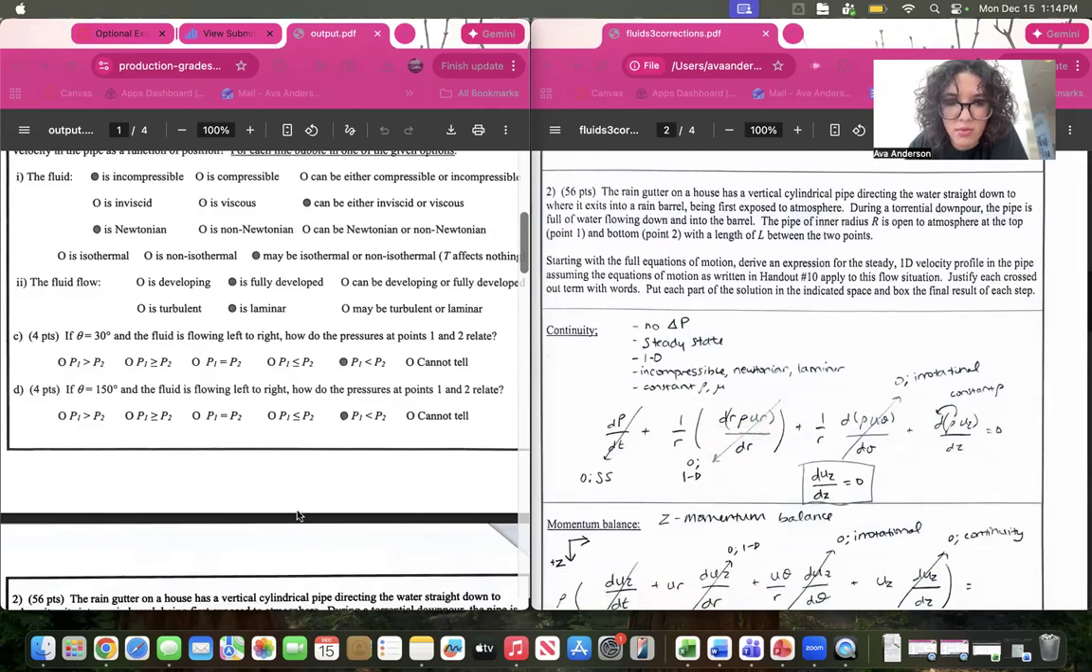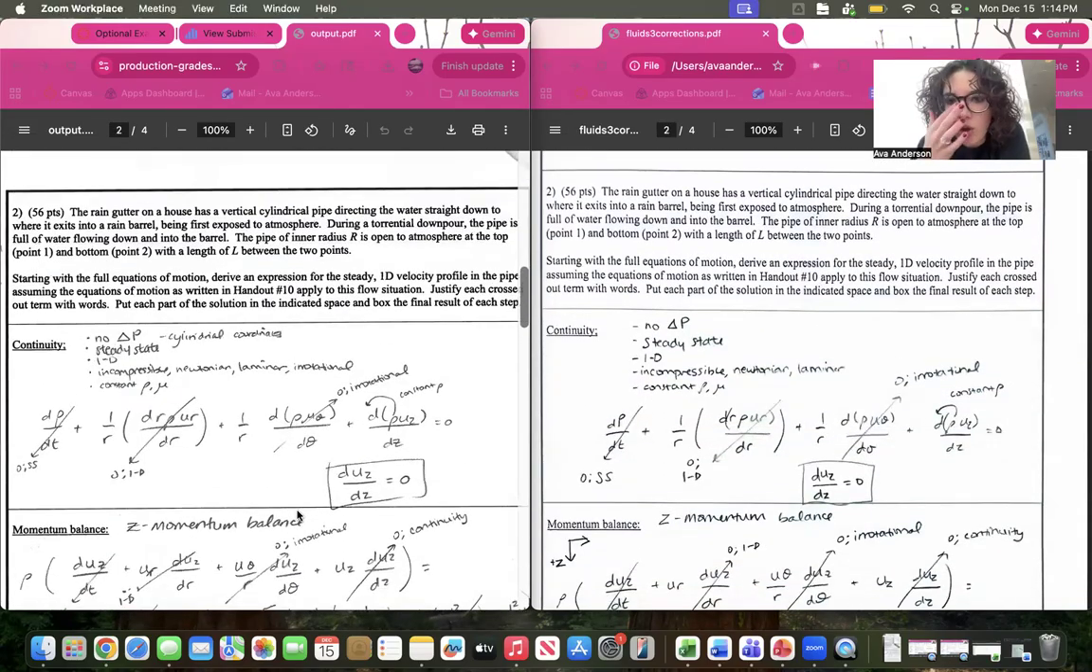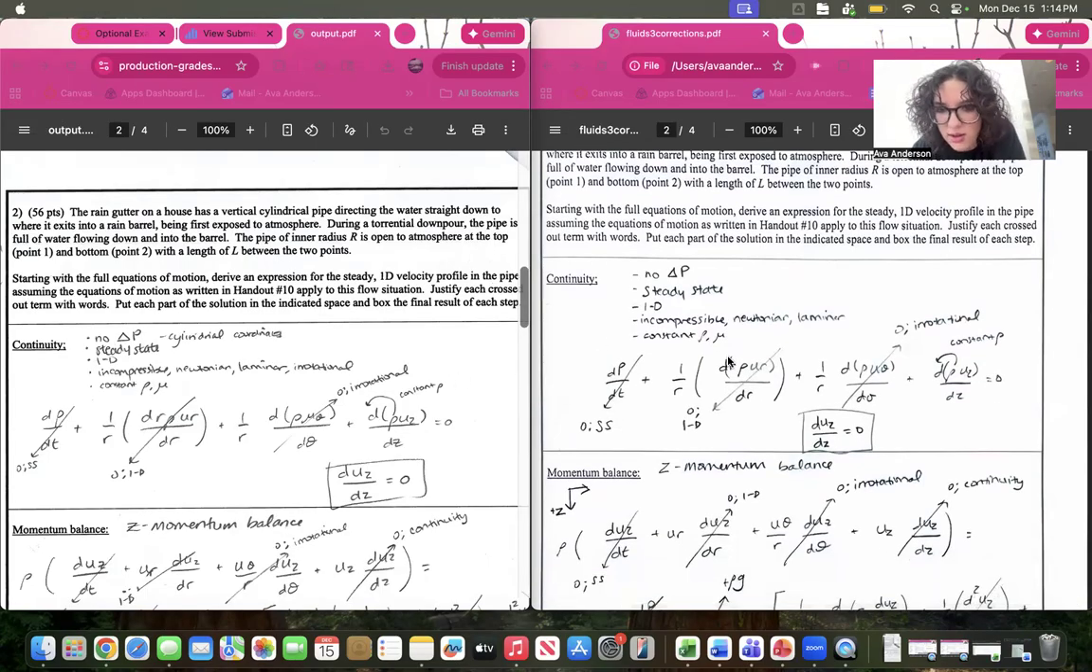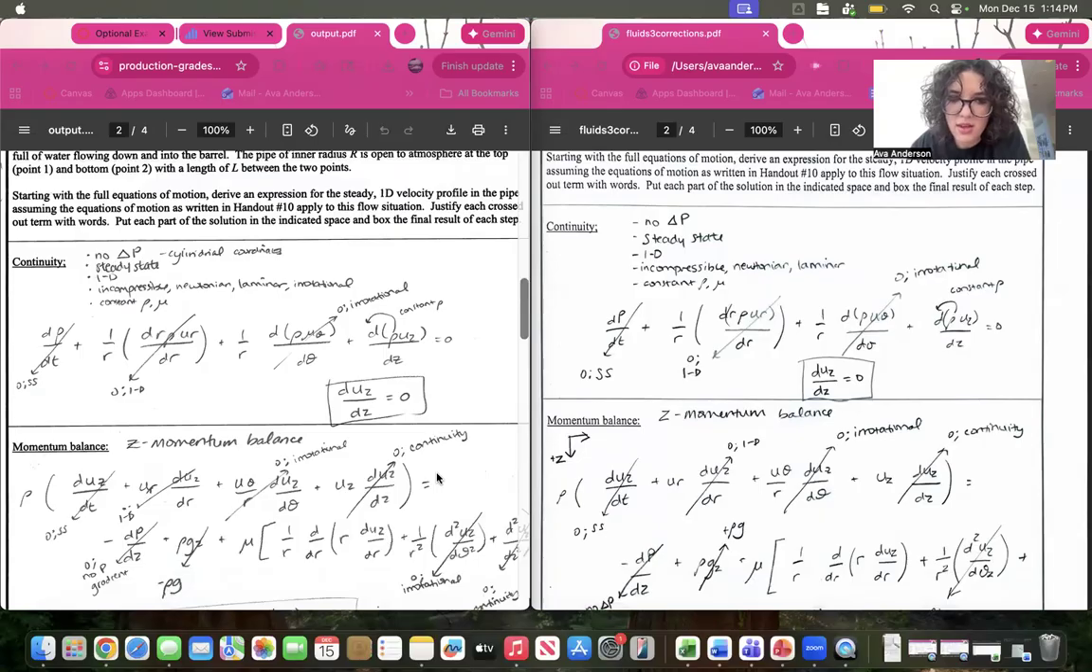So moving on to question two. We're looking at a vertical cylindrical pipe with water going straight down. I still have continuity the same on both sides, so there's no pressure gradient. It's steady state, one dimensional, incompressible, Newtonian, laminar, with constant viscosity and density. So we can say that goes to zero because steady state, that goes to zero because it's one directional. This is irrotational, so it goes to zero, and you can factor out the density because of it being incompressible. So in both cases, we have du_z over dz equals zero.